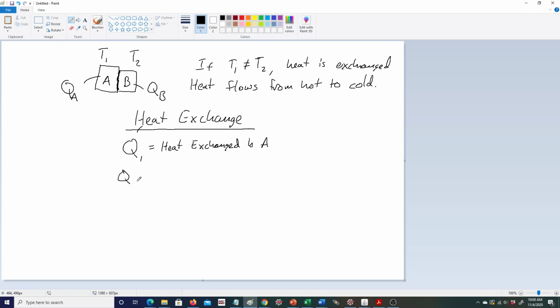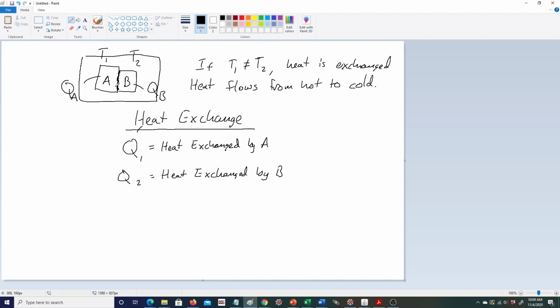Now we're going to call Q2 the heat exchanged by B. Okay? So here is the rule. If we put these objects in an isolated system, in other words, I put them in a box, and that box is a thermally insulated container, and heat from the air is not flowing in or out of the box, and therefore we can even go one step further and claim that the box is a vacuum.